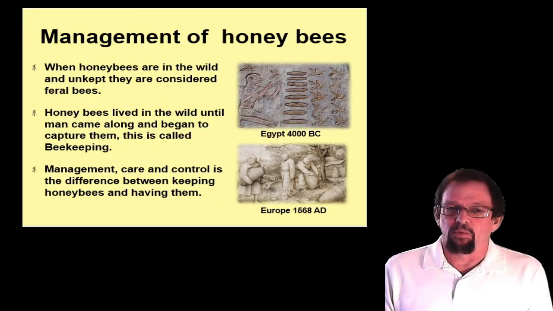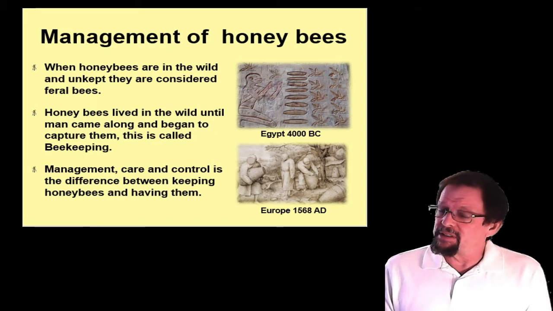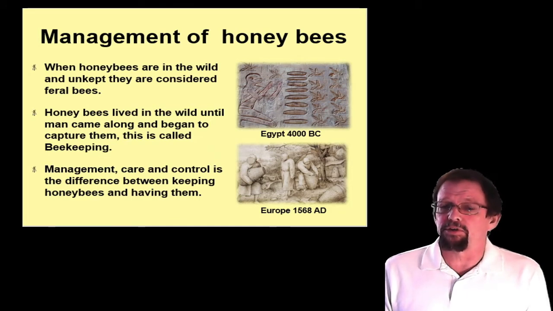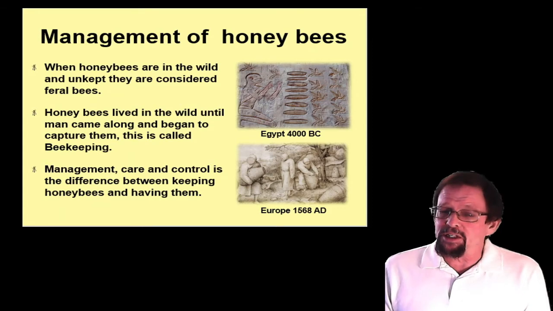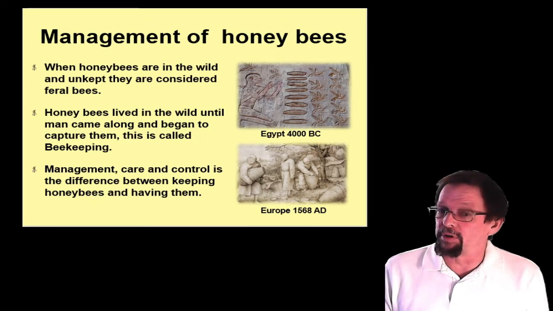Management of honeybees. When bees are in the wild and unkept, they're considered feral. Honeybees have lived in the wild until man came along and captured them, and this is called beekeeping. This started as early as 4000 BC with the Egyptians, and was later perfected by the Europeans by about 1568. Management, care, and control is the difference between keeping honeybees and having them. So it's the difference between a beekeeper and a bee haver.